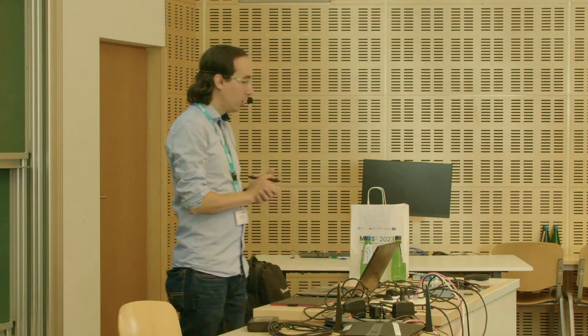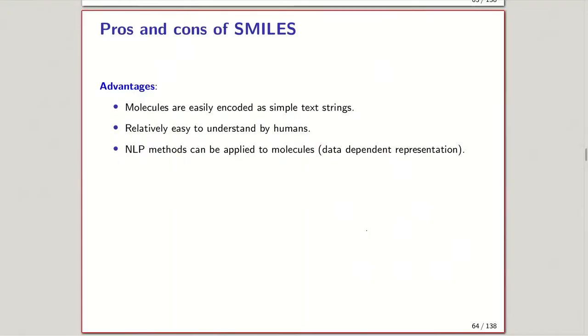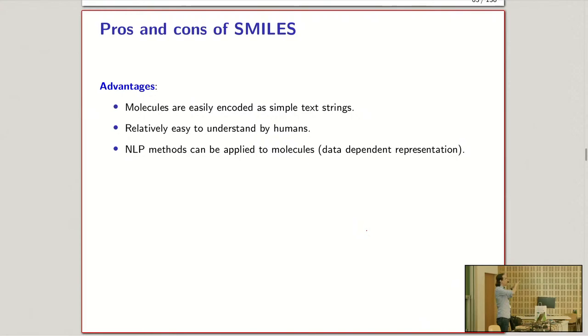So these SMILES have some advantages and disadvantages, obviously. The advantage is it's very easy to encode the molecular graph as a sequence. This is a very simple language. It's easy to understand by humans. It just tells you which nodes are connected with each other. So if you see the SMILES for a particular molecule, you kind of know already the molecule, and you can now apply all these techniques for sequences to molecules. And you actually see that many people that were working in the natural language processing domain now started to apply their methods to chemistry-related problems, because you can still use the same machine learning methods in this domain.